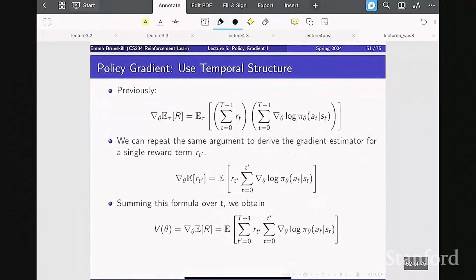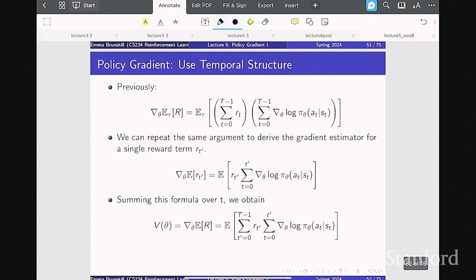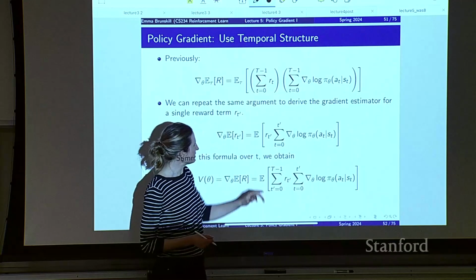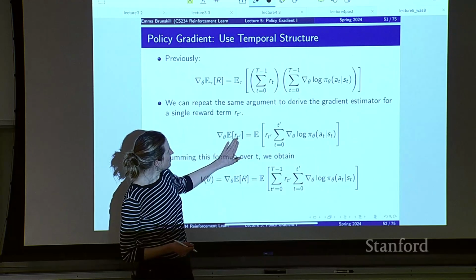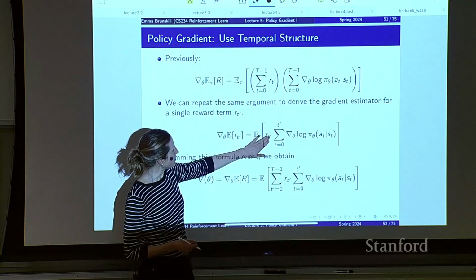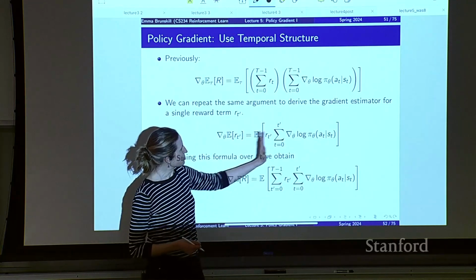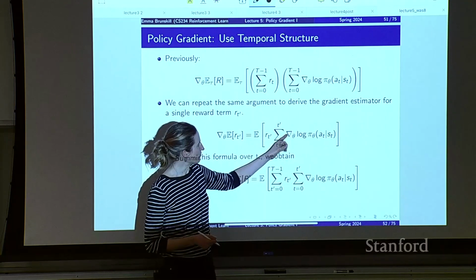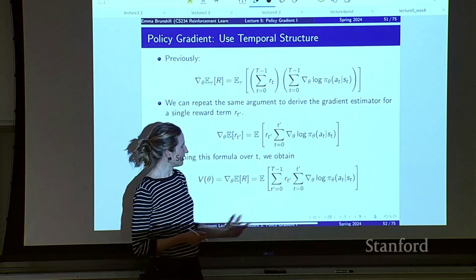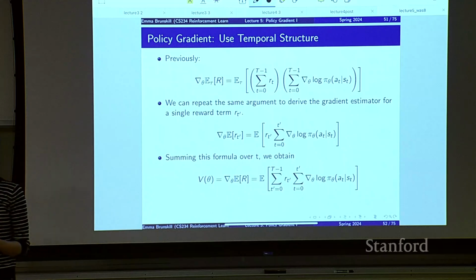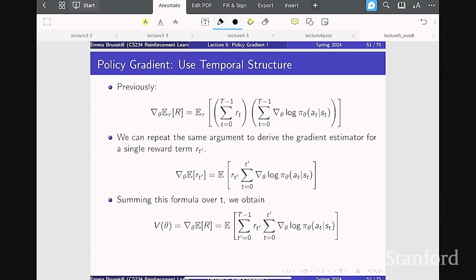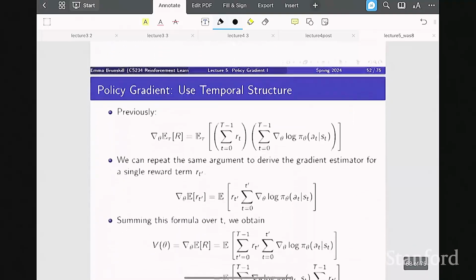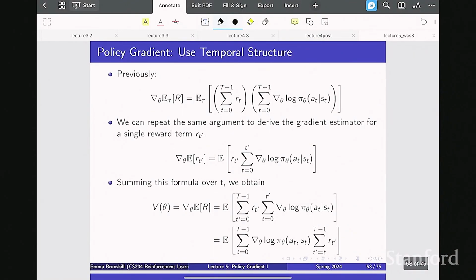And so now what we can do is sum this over all time steps. So instead of having the sum of all rewards times this, we know that for one time step, it is equal to the expected value of the reward for that time step times these score functions up to that point. So let's rewrite it like that. Now we're just going to sum over the rewards we got for all time steps. Okay, all right. So now we can do a slight rearrangement.